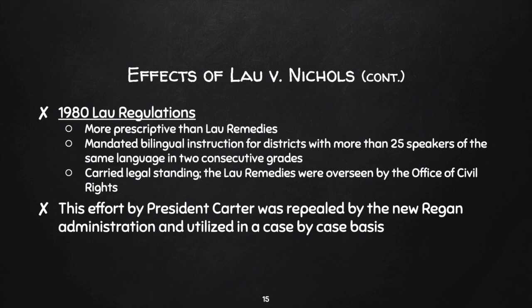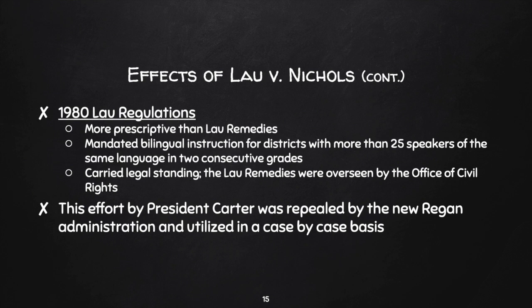Now, if they had 40 speakers who spoke Russian as their native language, and there were 10 in first grade and 6 in fifth grade, and so on, spread out amongst grades, and the grades were not consecutive, they then did not have to enact a bilingual education program. This is something that's going to stick around in the state of Texas.